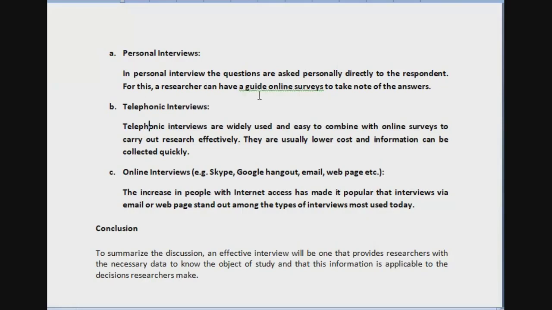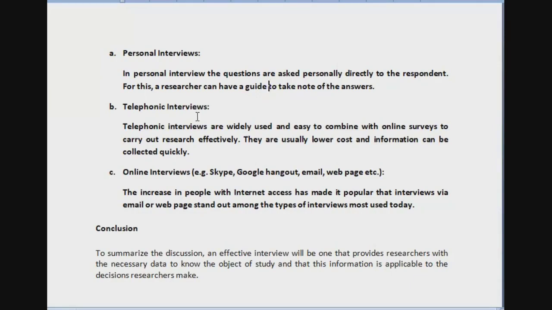For this, a researcher can have a guide, online surveys to take note of the answers, right? So whatever you are answering, I will record those, I will write, take notes of that, or use some other ways of storing that data.